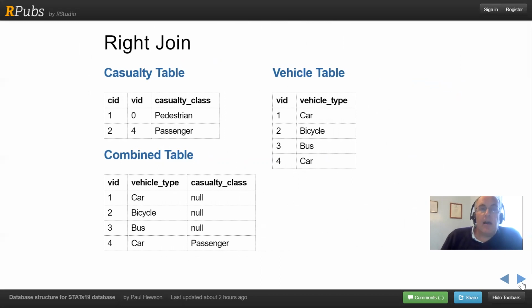A right join does the opposite. It takes all the information from the vehicle table, and if there is supplemental information from the casualty table, it adds it.